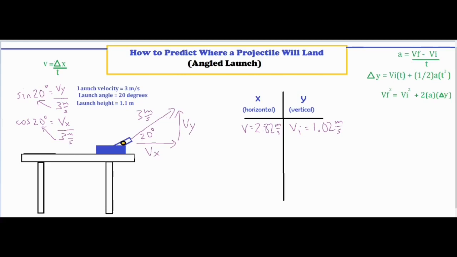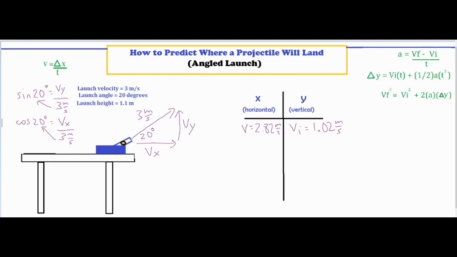I did the same thing for the x component, except that I used cosine so that I could get the adjacent side of my triangle, and I got my Vx, which came out to 2.82 meters per second. That makes sense because 20 degrees is not that far from 0 degrees. It's definitely under 45, so more of it is aimed in the horizontal direction, causing this velocity to be a little higher.